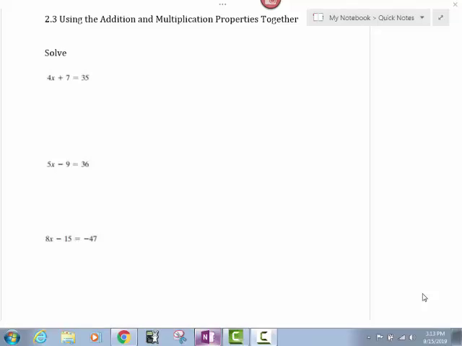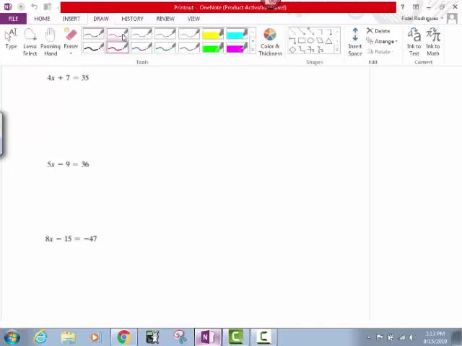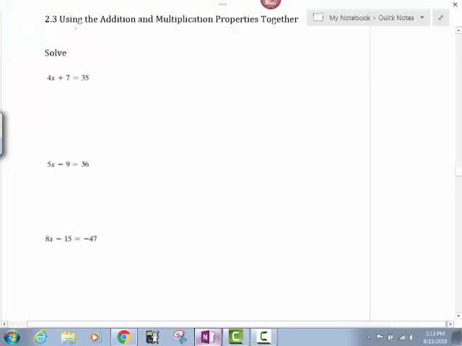2.3 talks about using the addition and multiplication properties together. So really what 2.3 is, we're going to combine the ideas that we used in 2.1 as well as 2.2. So if you remember here, when we're trying to solve an equation, what we're trying to do is get the letter all by itself, right?